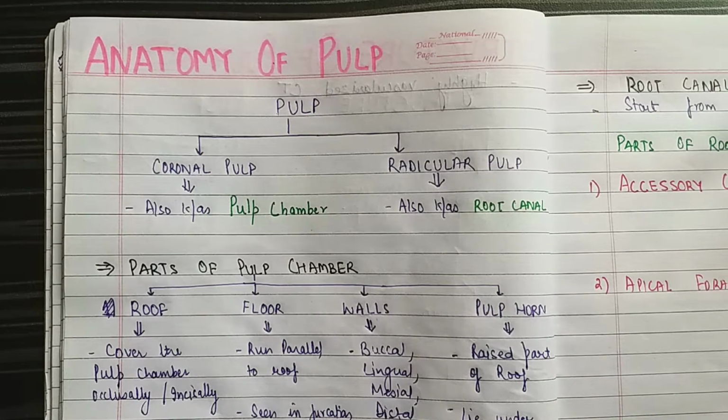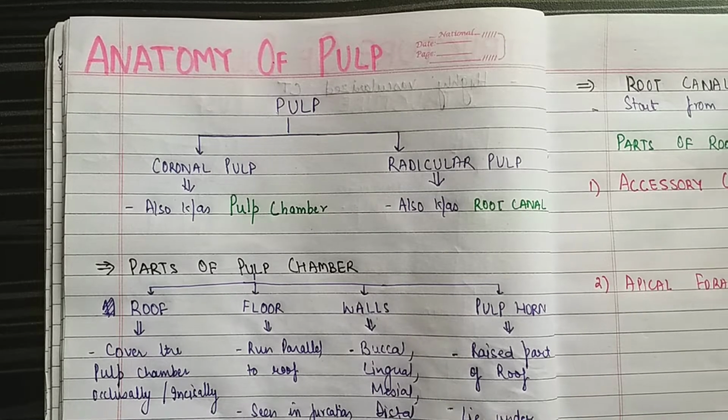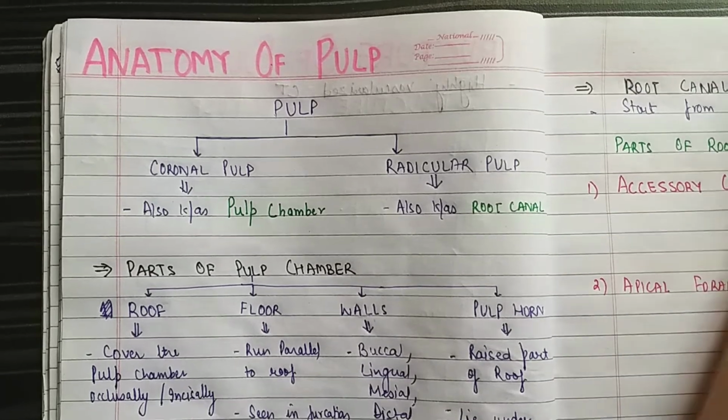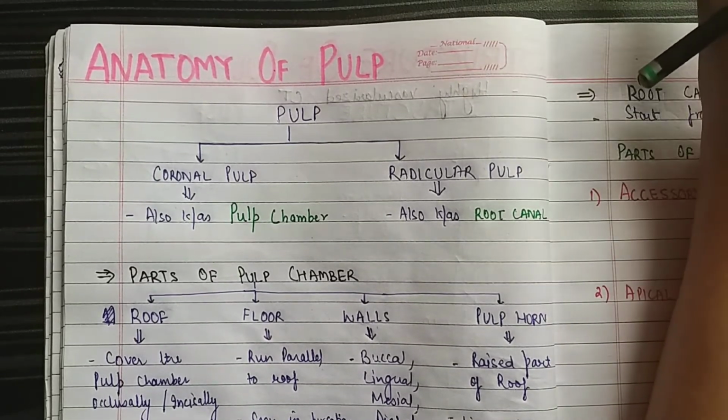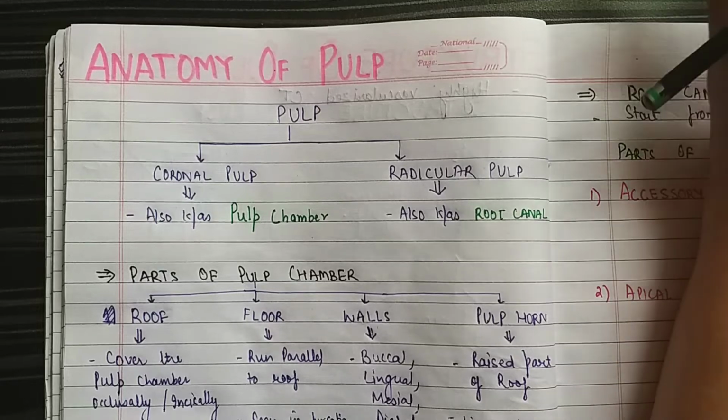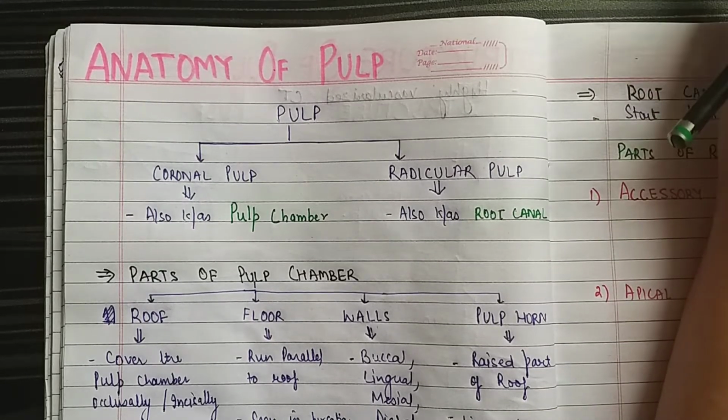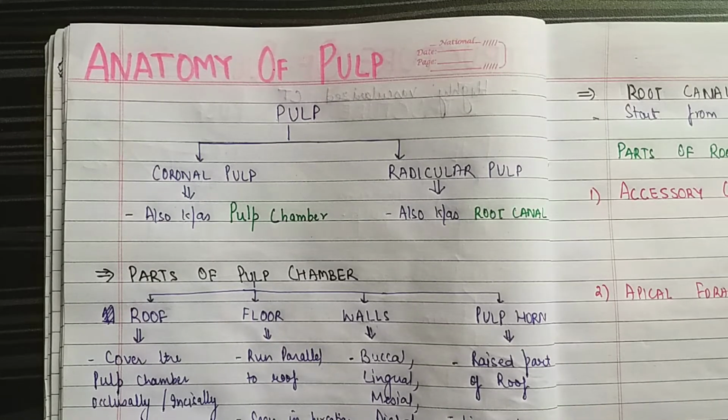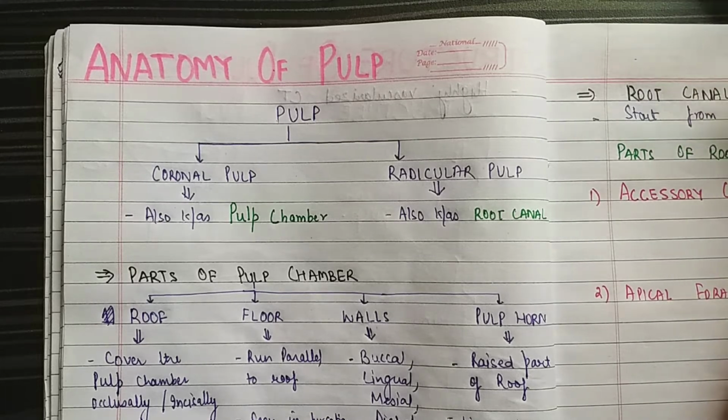Hello everyone, today we are going to study about anatomy of pulp. First of all, what is pulp? Pulp is basically a highly vascularized loose connective tissue which is present inside a tooth, and it contains all the blood vessels and the nerve supply of a tooth.